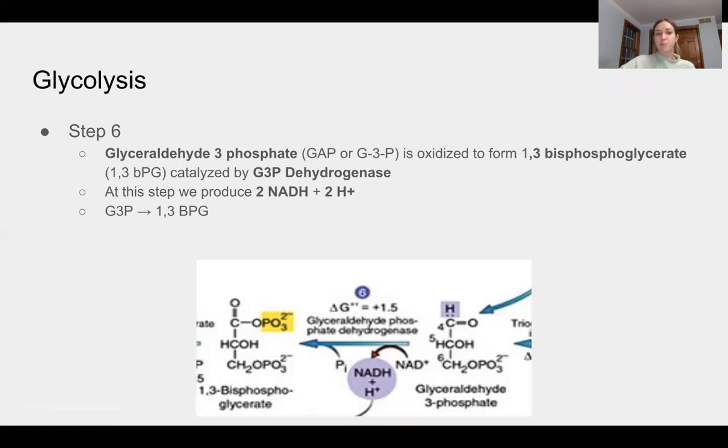At this step, we produce 2 molecules of NADH and 2 hydrogen. This is important because this is one step where we're producing one of our energy products. It's really important to remember which steps we're producing energy at. So here we have G3P to 1,3-BPG.